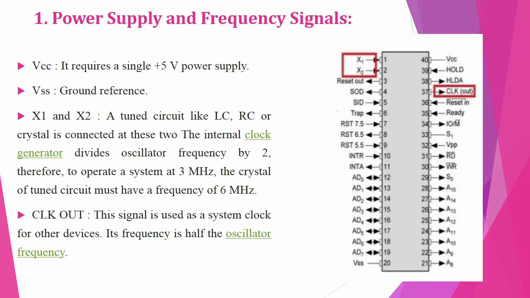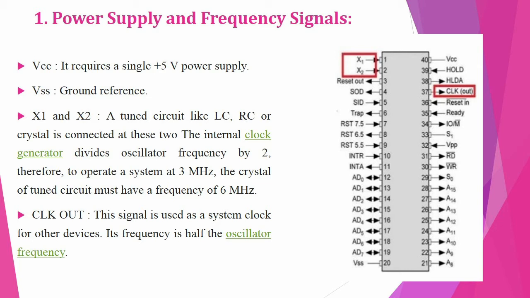Power supply and clock frequency. The power supply and frequency signals are as follows. VCC. The VCC pin is used to supply plus 5 volt power to the microprocessor. VSS is the ground reference. X1 and X2. A crystal is connected at these two pins.